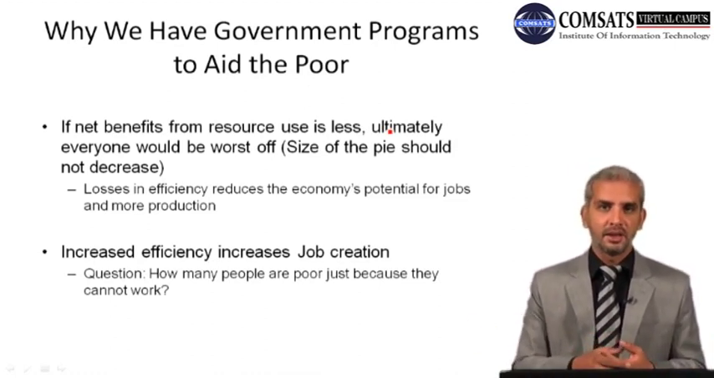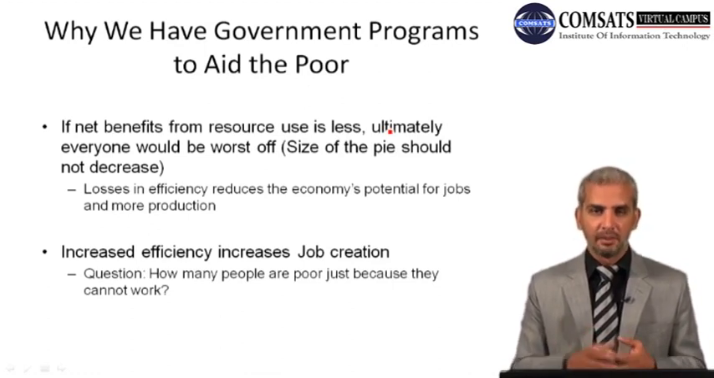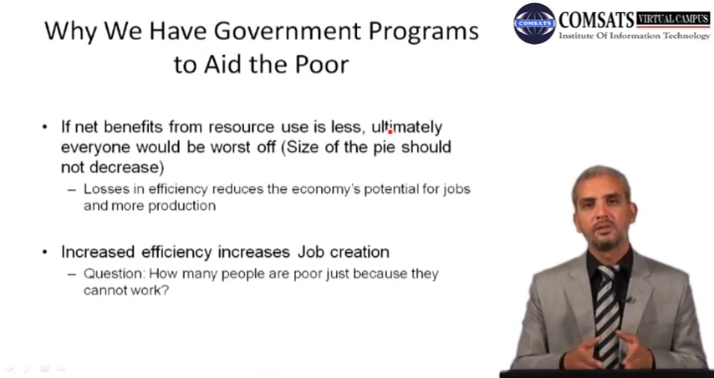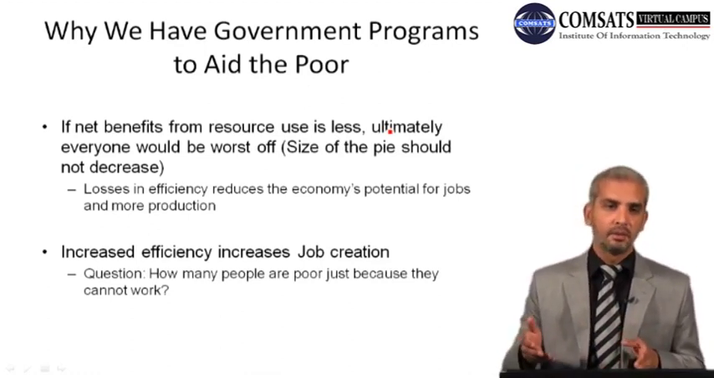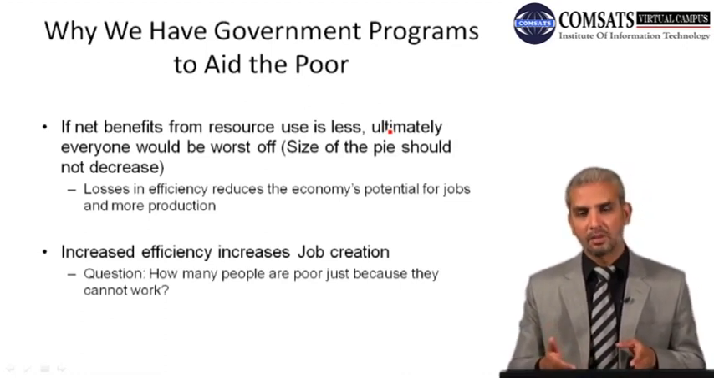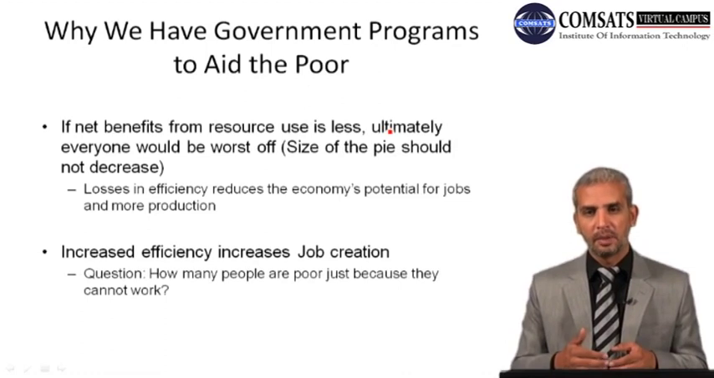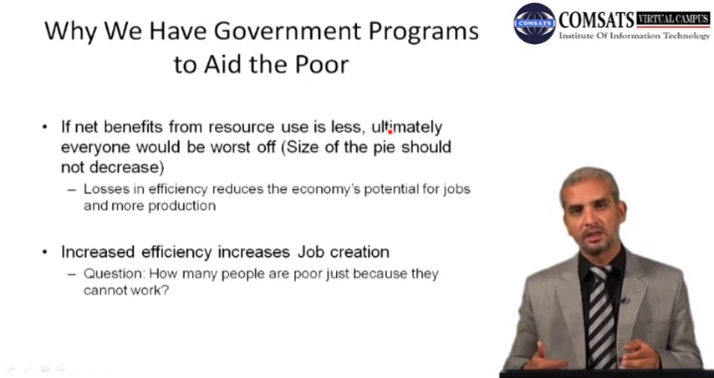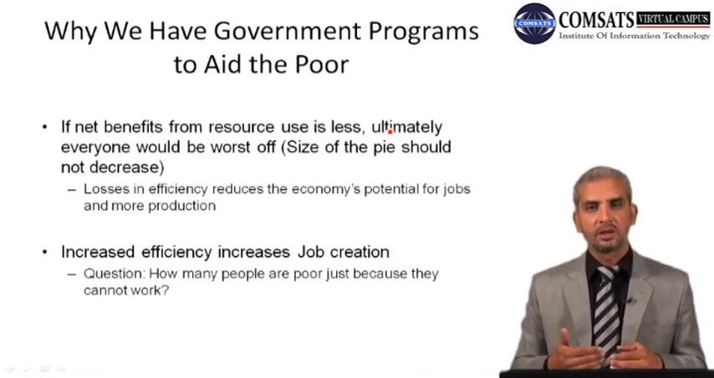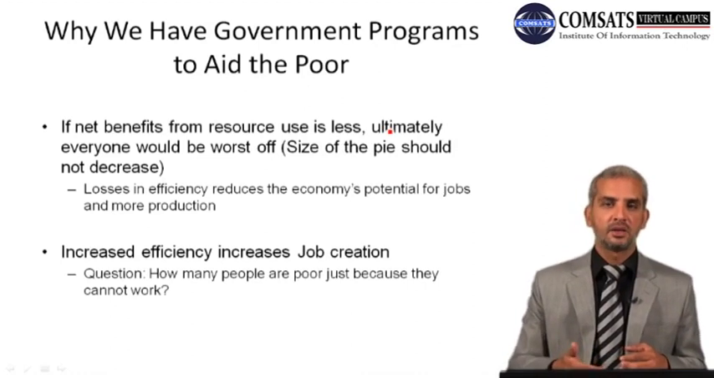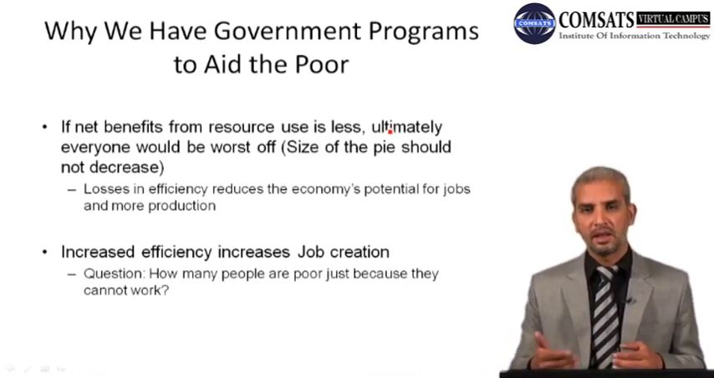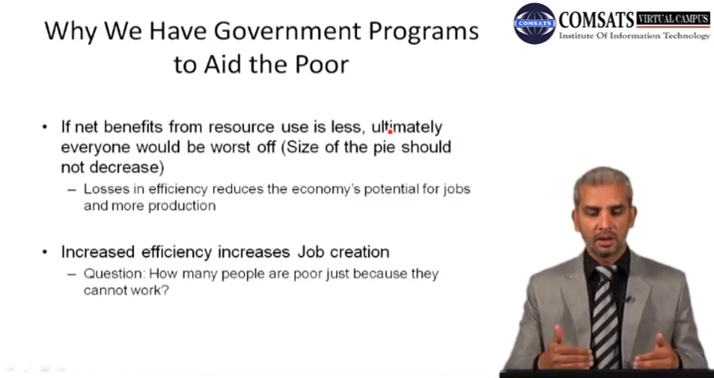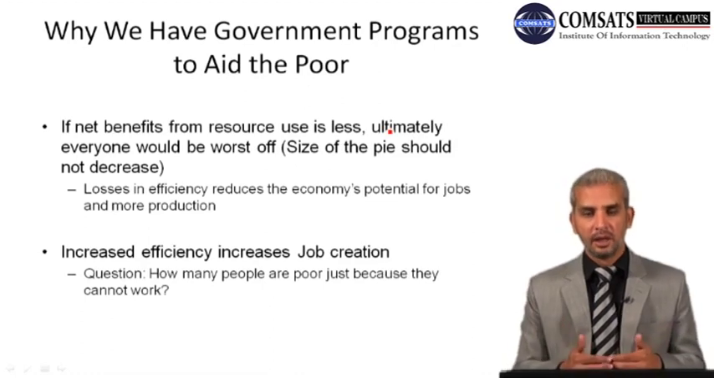Now the debate about increased efficiency and job creation is that the main question would come up to the point of how many people are poor just because they cannot get work. In many cases, not most but in many cases, poor are the people who are not able to work because of old age, or because they are very young children, or because they have certain illness or disease, or maybe they are paralyzed, or maybe they have certain disability. So those might be the reasons why there are poorer people in the population.